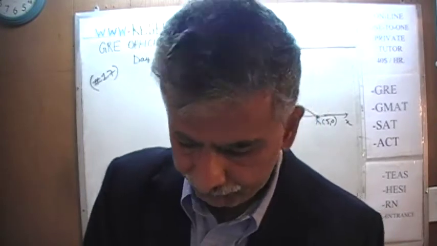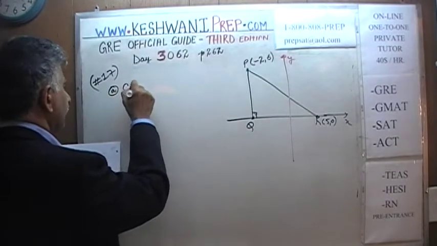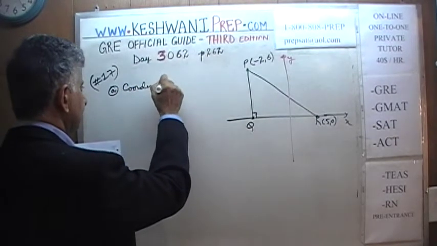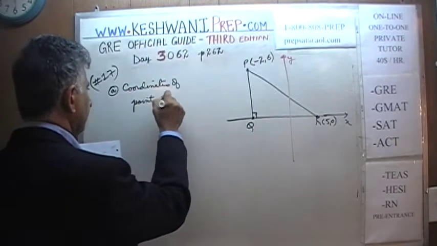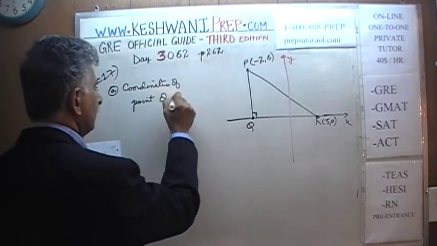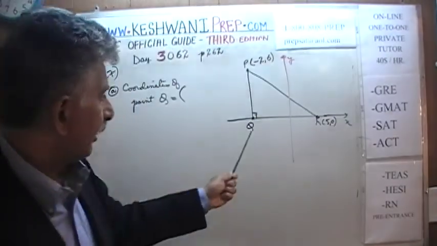Let's get going, shall we? Enough of the talk. These are pretty straightforward, simple questions. We're just going to knock them out one after the other. Part A says, what are the coordinates of point Q? Part A is asking for coordinates of point Q. Well, we can see right here, the point Q is located right here.